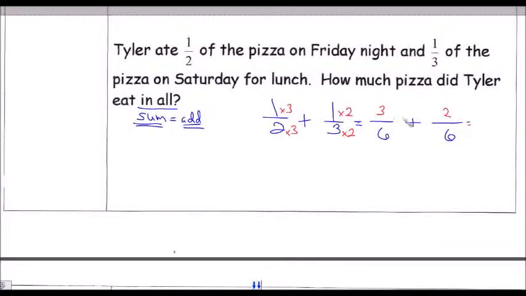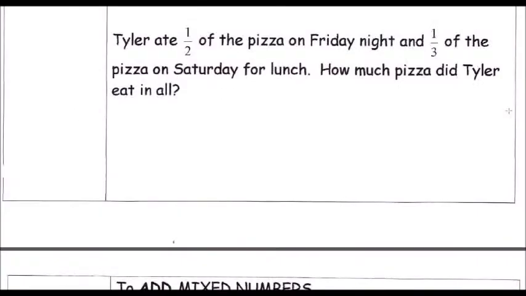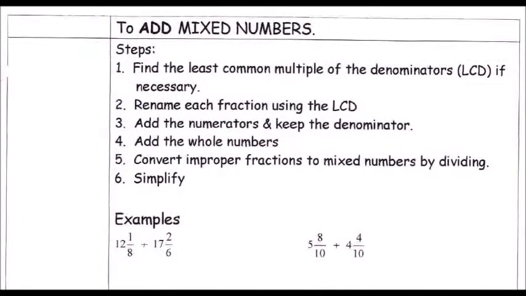So now we add the numerators. 3 plus 2 is 5, and we keep the denominator the same. So my answer is 5/6. So Tyler ate 5/6 of the pizza in all. Okay, and that's almost the whole pizza, because it's almost 6/6, which would be the whole pizza. So he left a little bit of that pizza without being eaten.